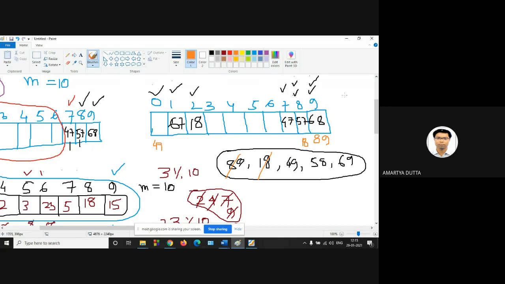Because 49 mod m, it is going for array index 9, but there is a collision, one collision. So 1 square, that is t plus 1. So at position 0. So 49 is complete. Next 58. There will be 2 collisions, and after the second collision, it will go to 2.